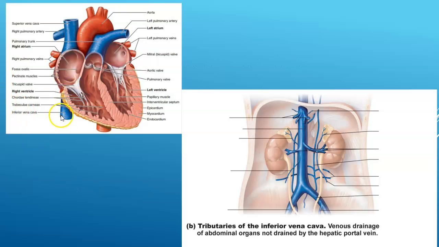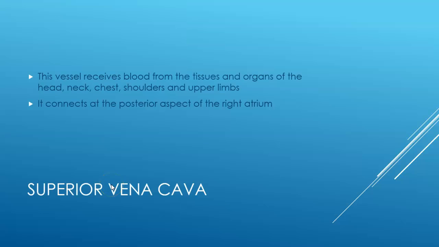So we see it here in this diagram in behind where it's going to enter into the right atrium. We see it here as it's coming through as well, bringing venous blood back from a number of organs, the lower limbs, the kidneys, and so forth, back into the heart. The upper parts of the body bring blood to the heart via the superior vena cava. So this vessel receives blood from the tissues and organs of the head, neck, chest, shoulders, and upper limbs. And basically, again, it comes in at the posterior aspect of the right atrium, bringing blood back to the heart.